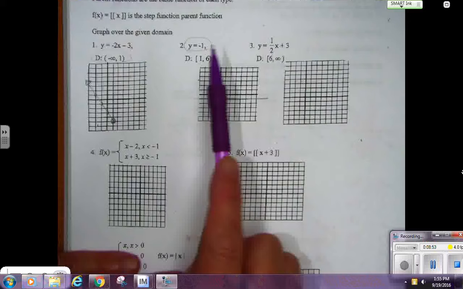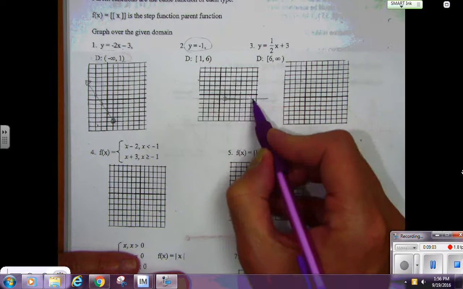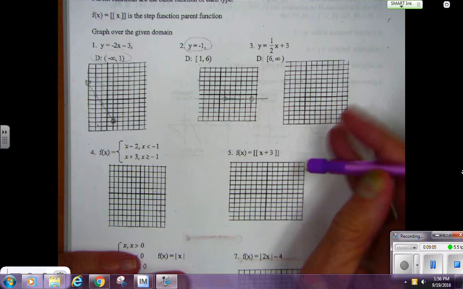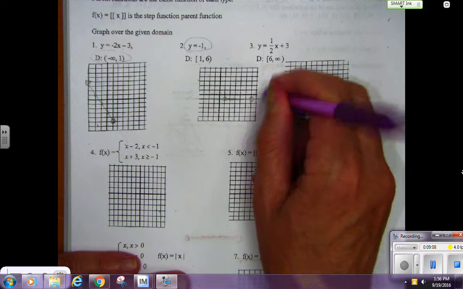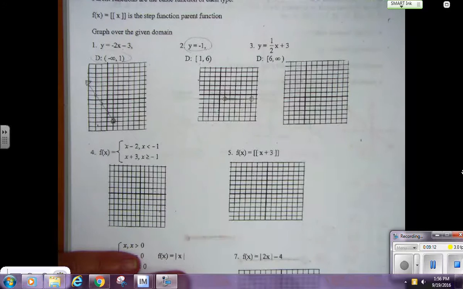Okay, the next part tells me where to stop. I'm going to stop at positive 6. This is where x is positive 6. I'm going to have an open circle there. Erase everything on the other side of it. And that's my graph.